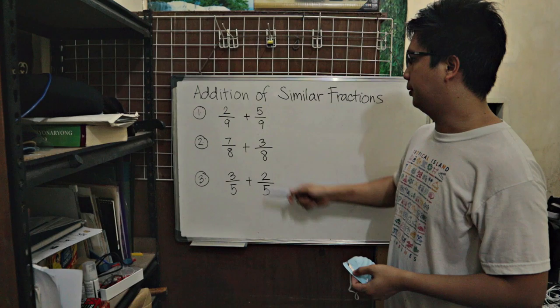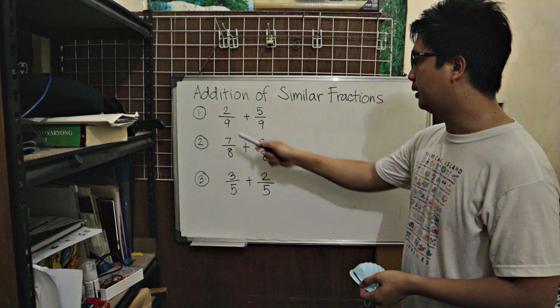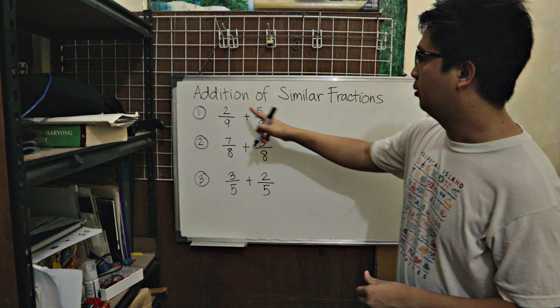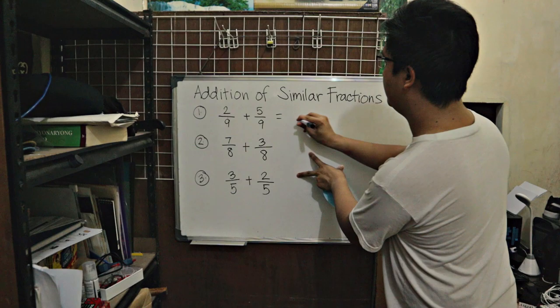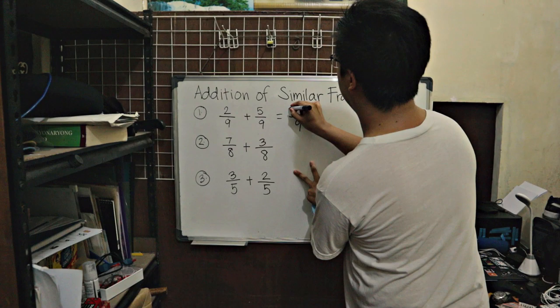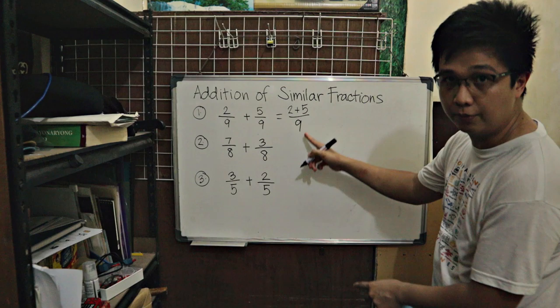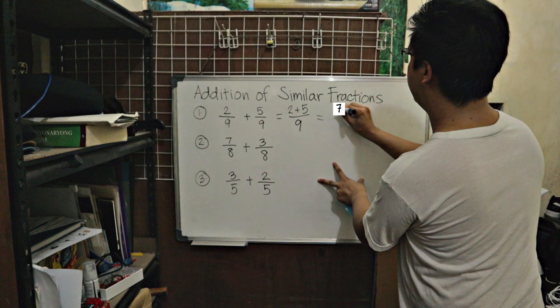Alright, addition of similar fractions. For example, 2/9 plus 5/9. Pareho sila denominator, meaning similar fractions sila. So, paano mag-add sa similar fractions? 2/9 plus 5/9 equals, ang atong obrahon, you copy the denominator, 9, and you add the numerator. So, 2 plus 5 all over 9. So that's equal to 2 plus 5, that is 7 over 9 or 7/9.